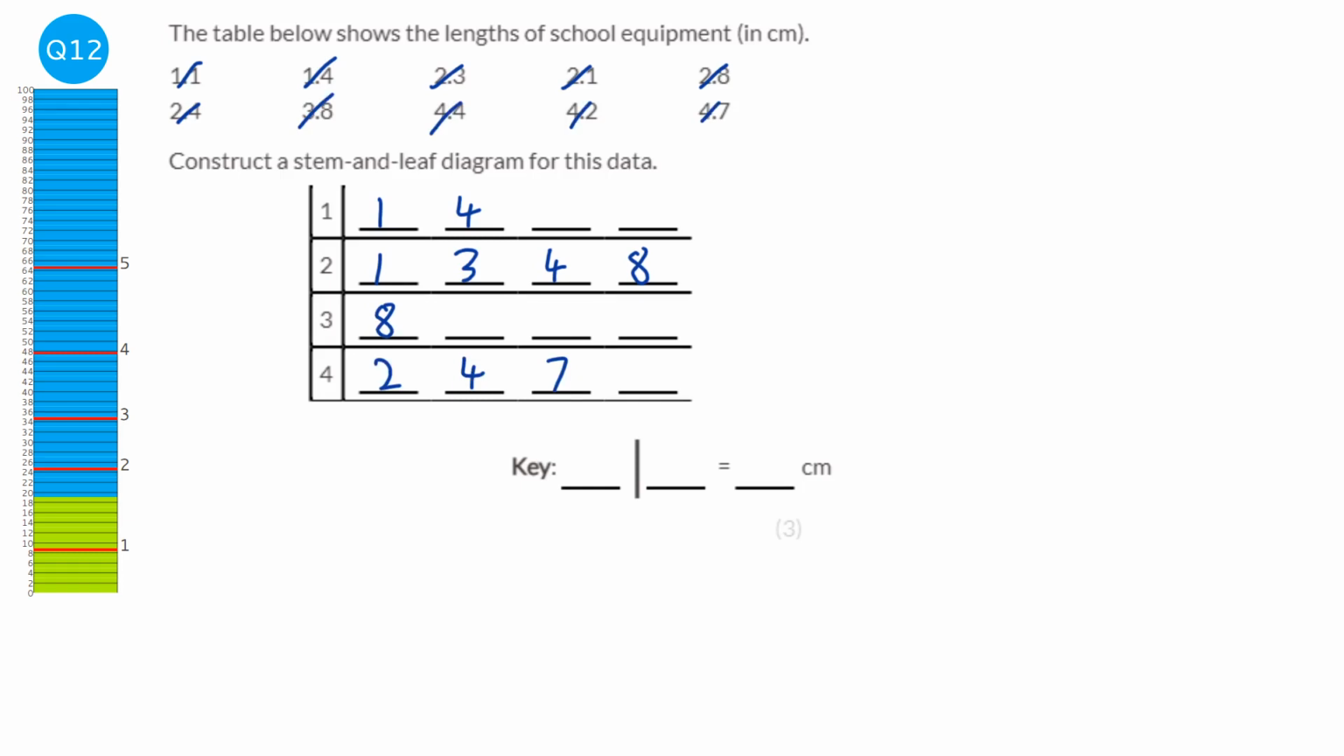And so in our key here, we're just going to pick this number here. It doesn't actually matter which number we pick. And we say 1 line 1 means 1.1 centimeters.